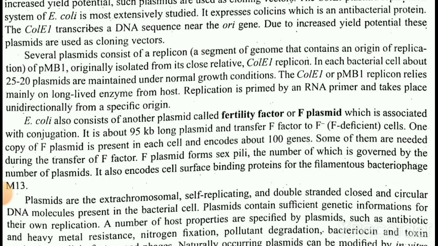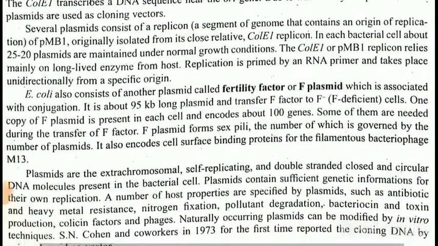E. coli also consists of another plasmid called the fertility factor or F plasmid, which is associated with conjugation. It is about 95 kilobits long and transfers the F factor to F-deficient cells. One copy of the F plasmid is present in each cell and encodes about 100 genes. Some of them are needed during the transfer of the F factor. The F plasmid forms sex pili, the number of which is governed by the plasmid. It also encodes cell surface binding proteins for the filamentous bacteriophage M13.